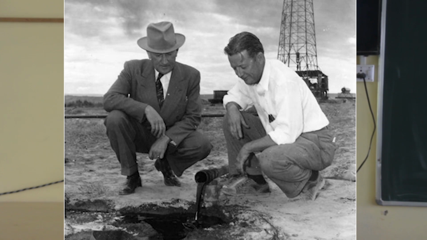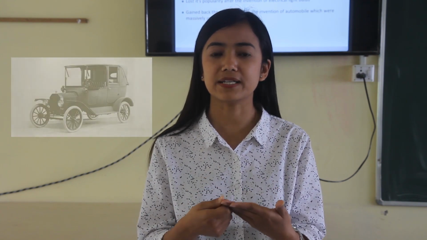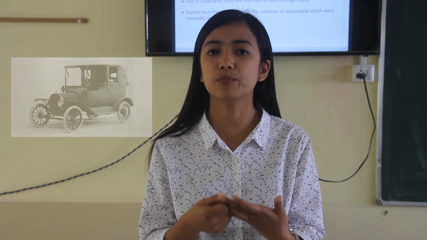Petroleum was actually discovered in America in 1859. However, it lost its popularity when Thomas Edison discovered electrical light bulbs, as petroleum was widely used in lighting lamps. Now finally, when the discovery of automobiles took place, it again regained its popularity, and we know how important and widely it is used in today's world.